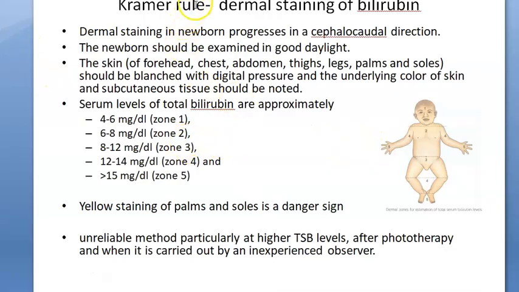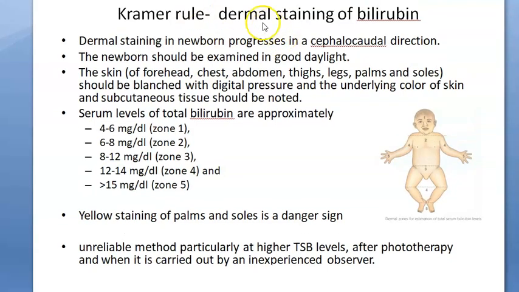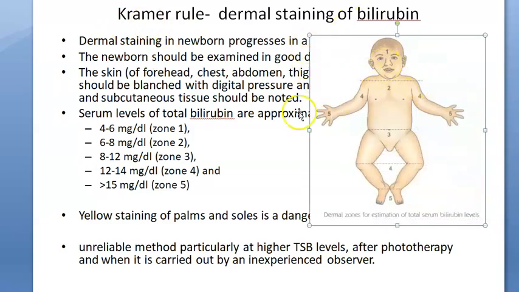There is a rule called Kramer rule, guys. Kramer rule is basically how to assess how much jaundice this baby has. So, how will the dermal staining happen? Dermal staining will happen according to this. They are saying it will happen cephalocaudal. Okay. From the head to the tail. So, that is how the dermal staining happens.